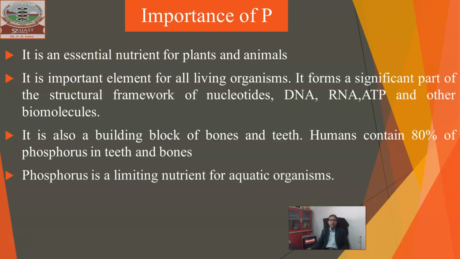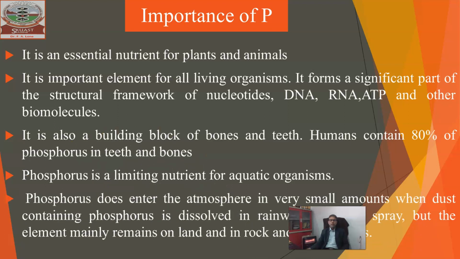And phosphorus is a limiting nutrient for aquatic organisms, and it does not enter the atmosphere except in very small amounts, when dust containing phosphorus is dissolved in rainwater and sea spray, but the element mainly remains on land and in the rock and soil minerals.